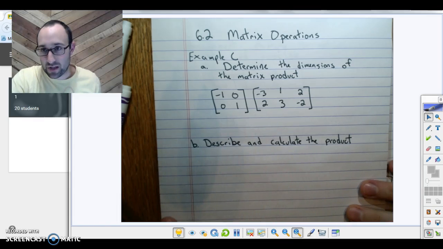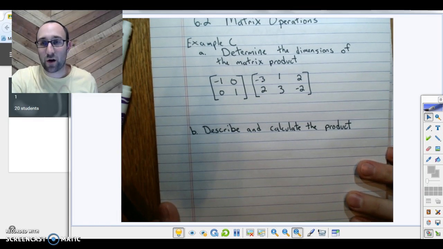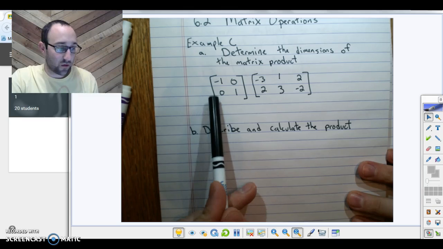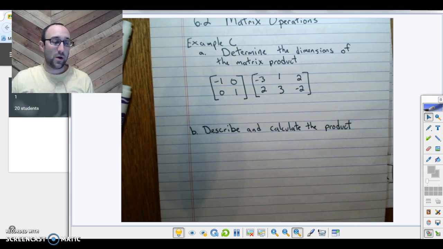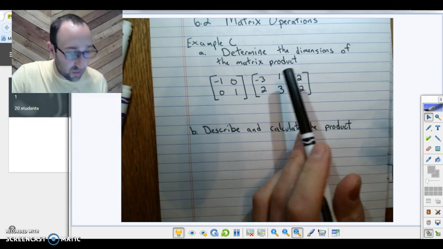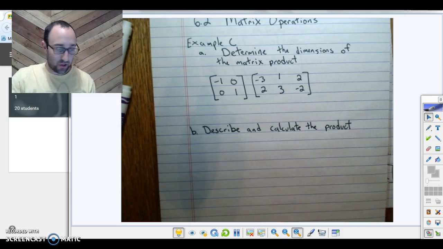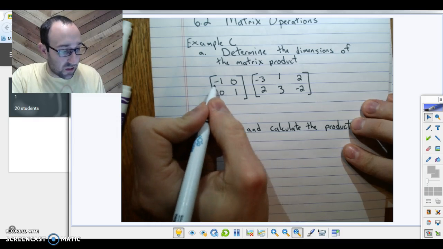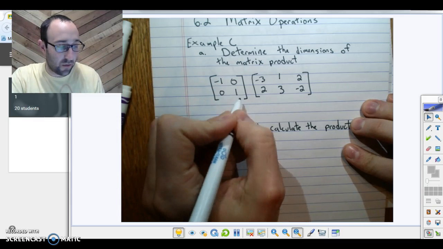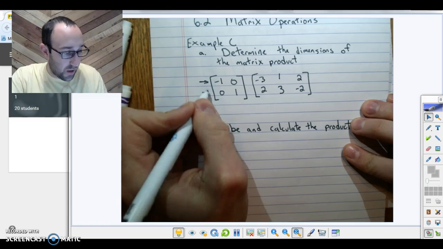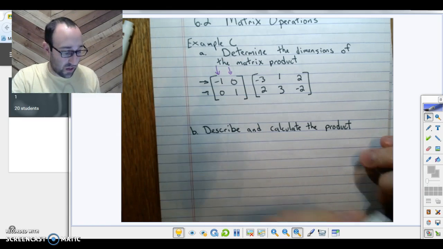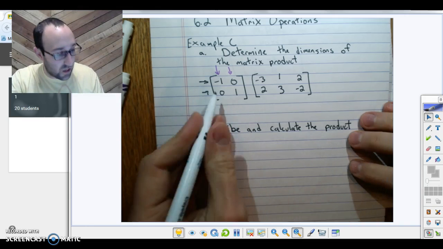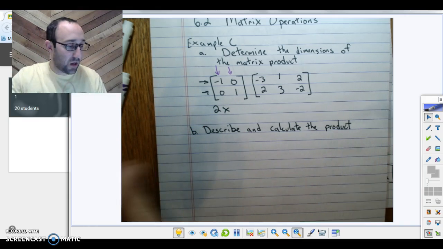So here's an example. It says determine the dimensions of the matrix product, and it's -1, 0, 0, 1, and -3, 1, 2, 2, 3, and -2. So we want to know what the answer is going to be as far as the dimensions. We're going to write this one as a 2-row by 2-column. The rows go this way, and the columns go up and down. So this would be a column, and this would be a column. So this one is a 2 by 2.